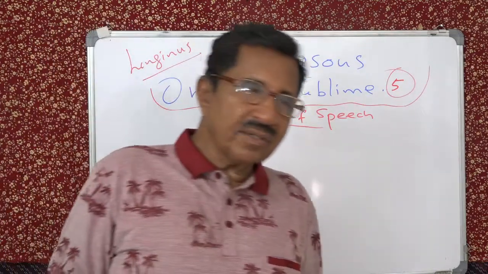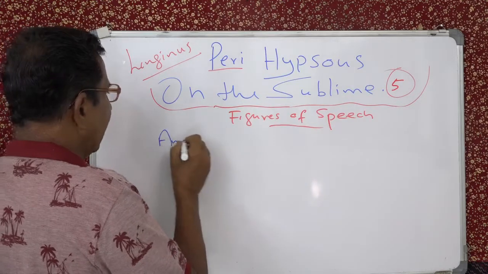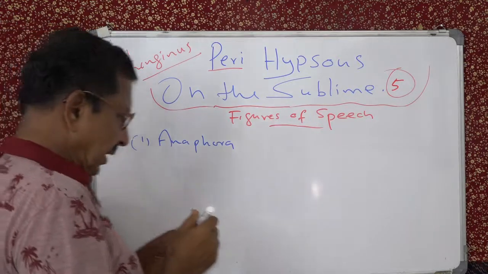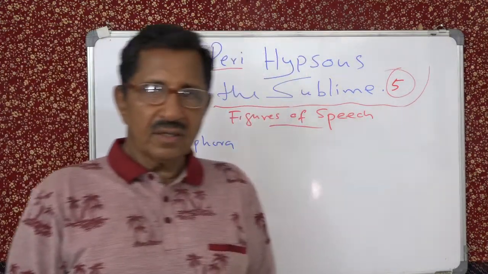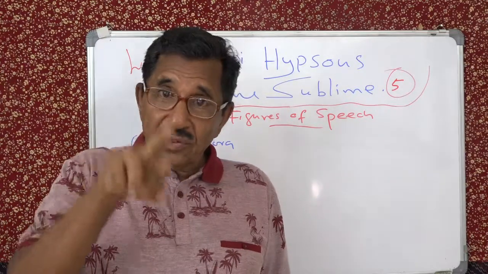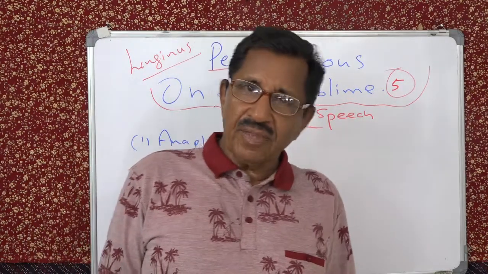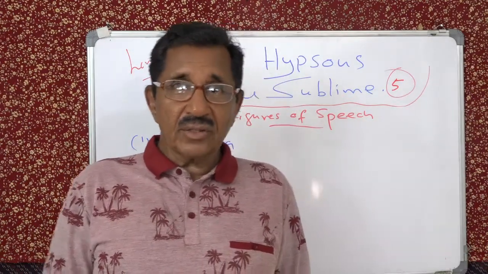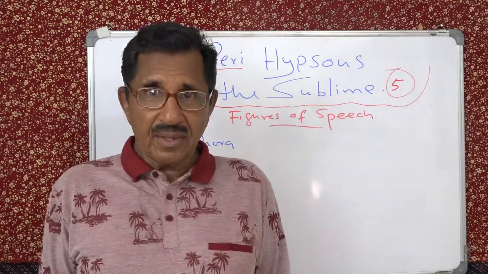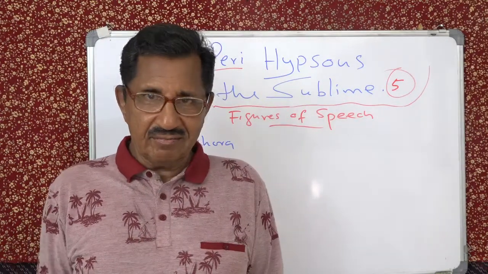So the figures of speech, he says, the first one is anaphora. Anaphora means repetition of a word or a group of words at the beginning of two or more sentences or clauses. Like Charles Dickens' opening of A Tale of Two Cities: It was the best of times, it was the worst of times. It was the age of wisdom, it was the age of foolishness.